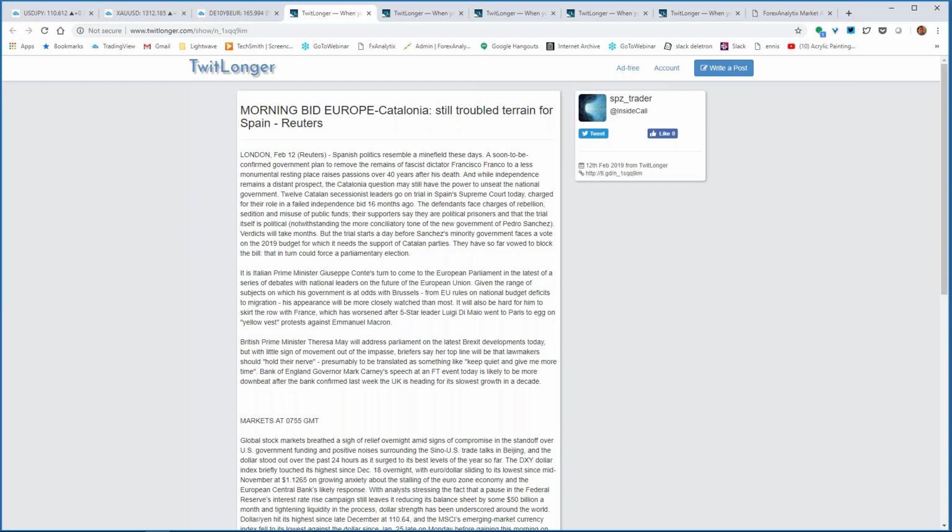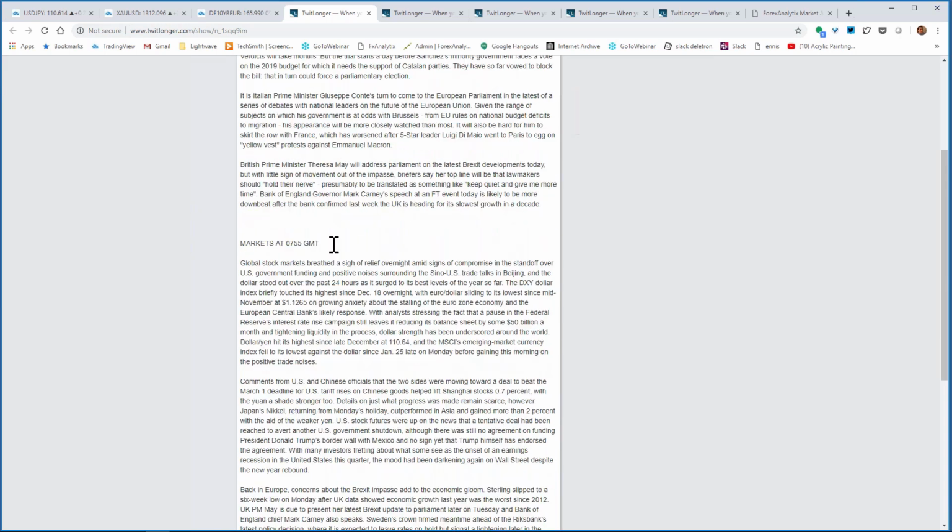Prime Minister Theresa May will address Parliament on the latest Brexit developments today, but with no sign of movement out of the impasse, briefers say her top line will be that lawmakers should hold their nerve, presumably to be translated as something like keep quiet and give me more time. Bank of England Governor Mark Carney's speech at the Financial Times event today is likely to be more downbeat, after the bank confirmed last week the UK is heading towards its slowest growth in a decade.